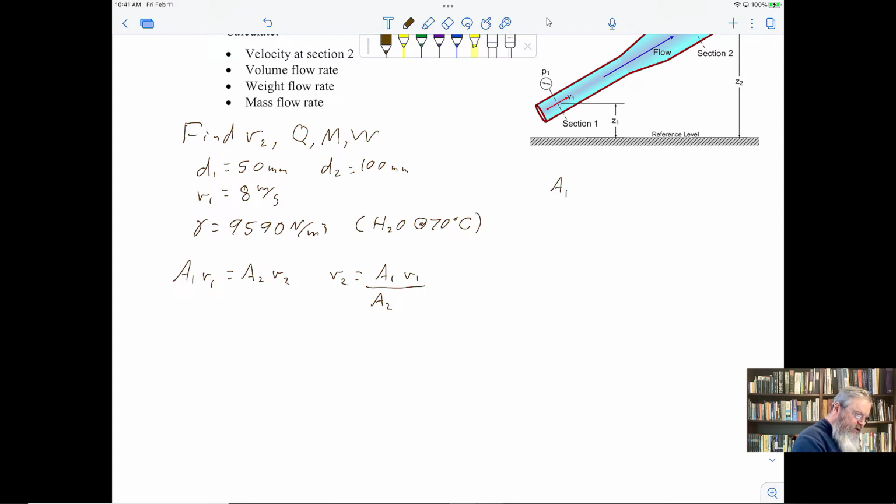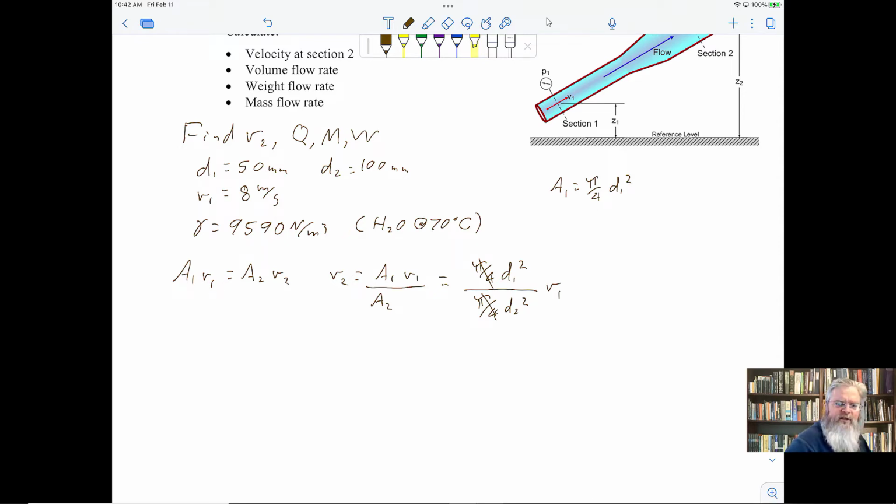We could come over here and say A1 is pi by 4 D1 squared, and since we know D1, we could work this out and get our number here. But maybe we don't need to, because maybe we can just leave it in this general form and see what happens. Because we can rewrite this equation, putting in the expression pi by 4 D1 squared over pi by 4 D2 squared times V1. The charming thing about that, of course, is the pi by 4s cancel, and we don't actually need to calculate the areas, which is a good thing because they're areas of a circle.